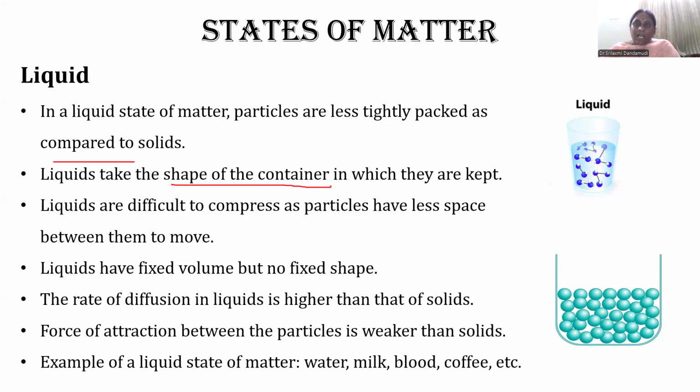If we pour water in a glass, it takes the shape of the glass. If we pour the water in a bottle, it takes the shape of the bottle. So liquids have a fixed volume but no fixed shape. The rate of diffusion of liquids is high when compared with solids. The attractive force between the molecules is very low when compared with solids. The best examples of the liquid state are water, milk, tea, coffee, etc.